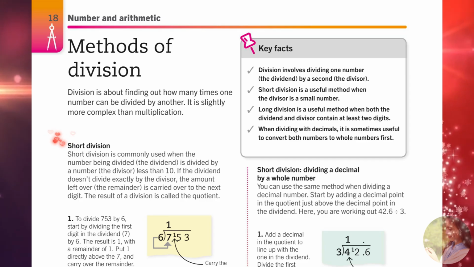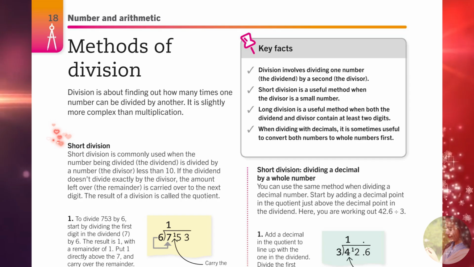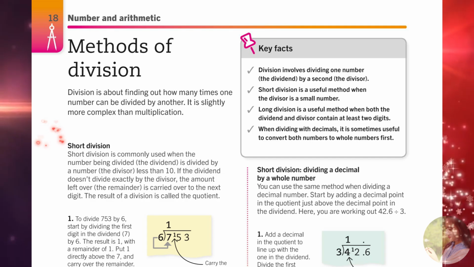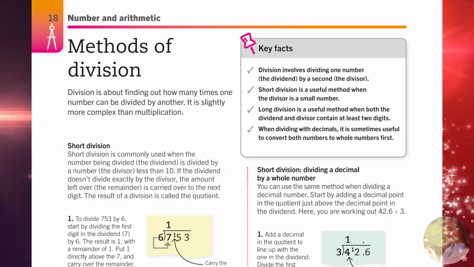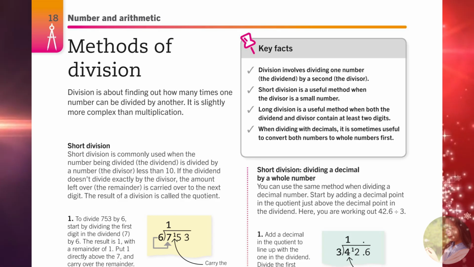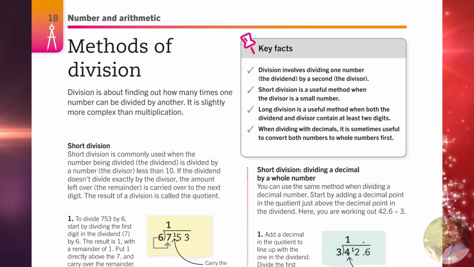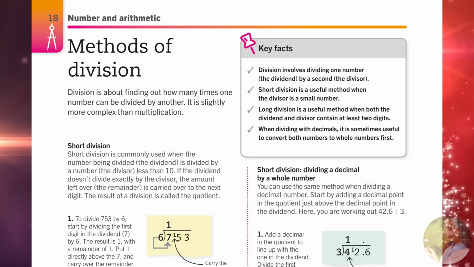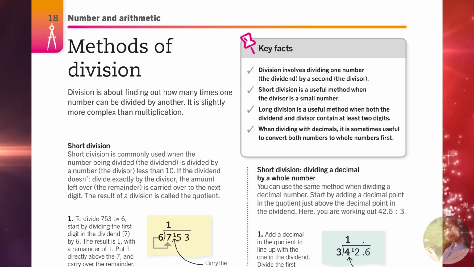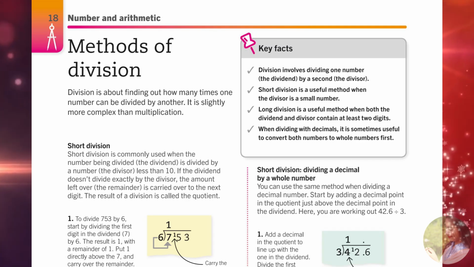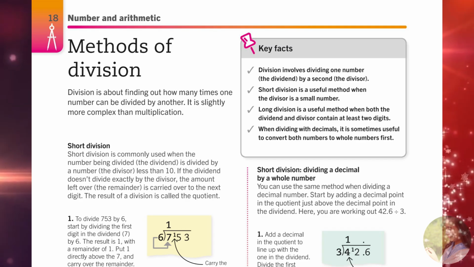Short division. Short division is commonly used when the number being divided, the dividend, is divided by a number, the divisor, less than 10. If the dividend doesn't divide exactly by the divisor, the amount left over, the remainder, is carried over to the next digit. The result of a division is called the quotient.